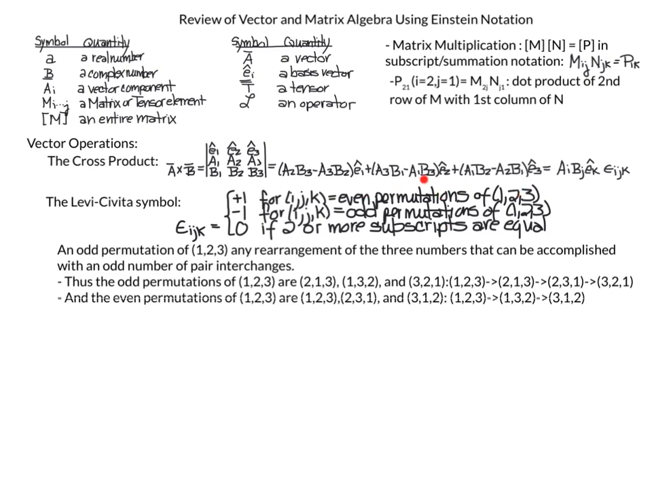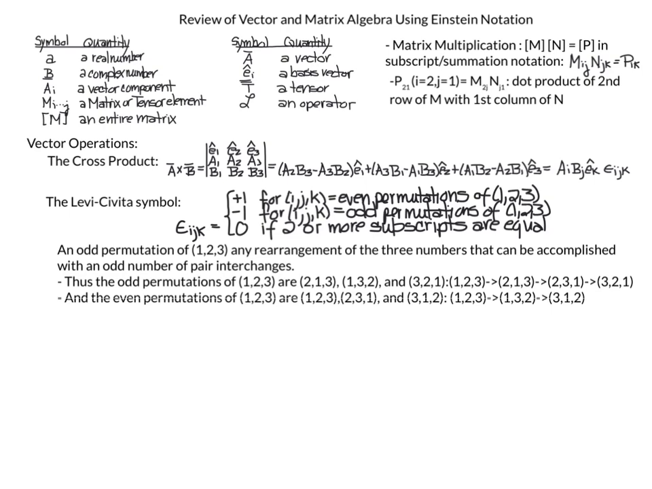And what is meant by an even or odd permutation? Well, an odd permutation of 1, 2, 3 is any rearrangement of these three numbers that can be accomplished with an odd number of pair interchanges. Thus, the odd permutations of 1, 2, 3 are 2, 1, 3, 1, 3, 2, and 3, 2, 1. And to illustrate why this last one, 3, 2, 1, is an odd permutation of 1, 2, 3, we start with 1, 2, 3, and then we keep interchanging two neighboring numbers until eventually we get to 3, 2, 1.